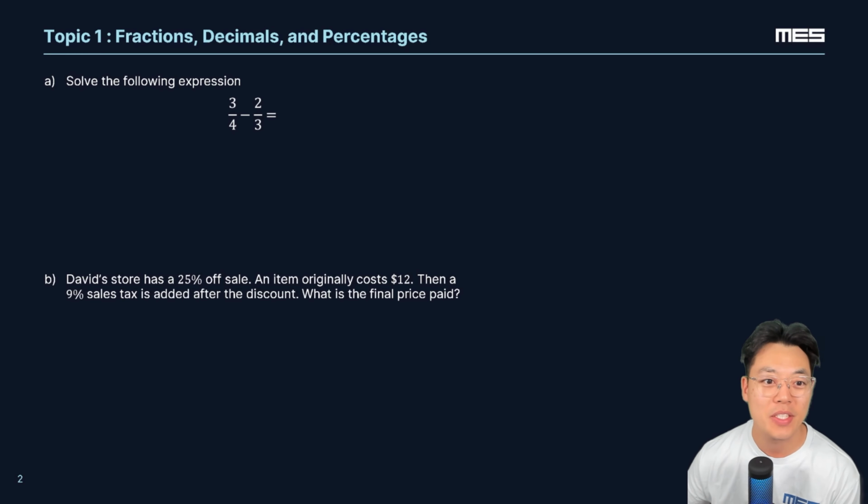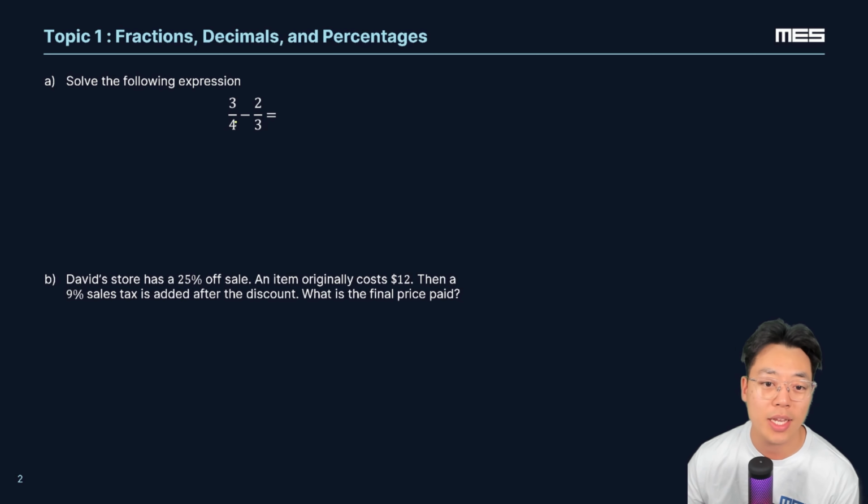Here we go. Solve the following expression. We notice that we have 3/4 minus 2/3. We need a common denominator here, and that common denominator is going to be 12, the least common multiple of the two numbers 4 and 3.